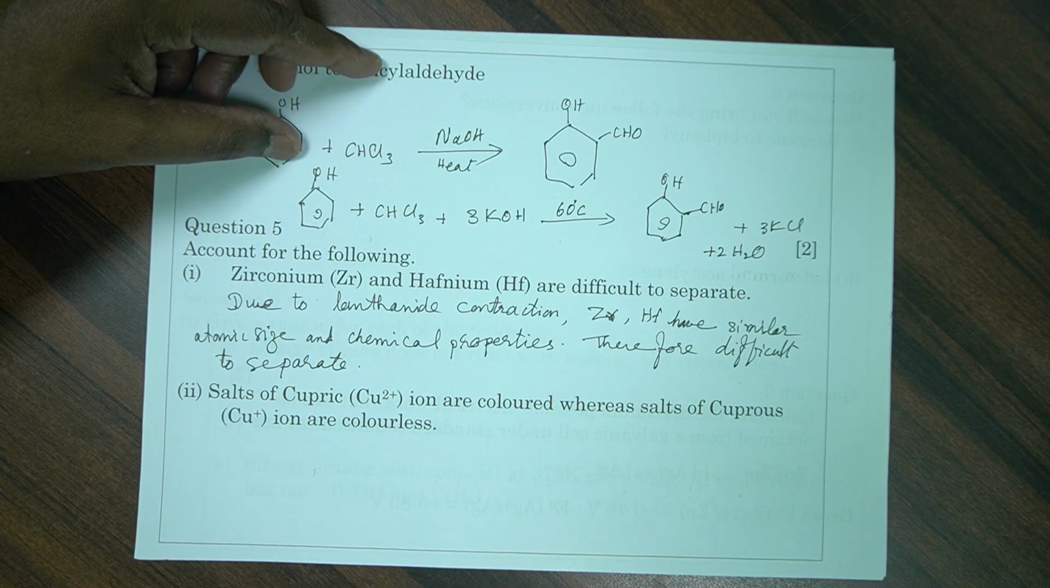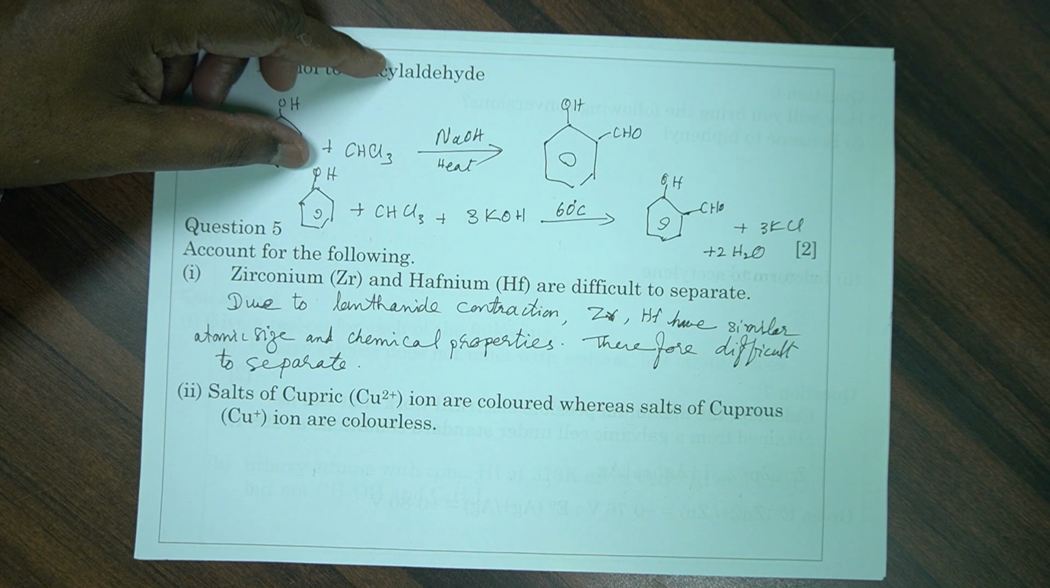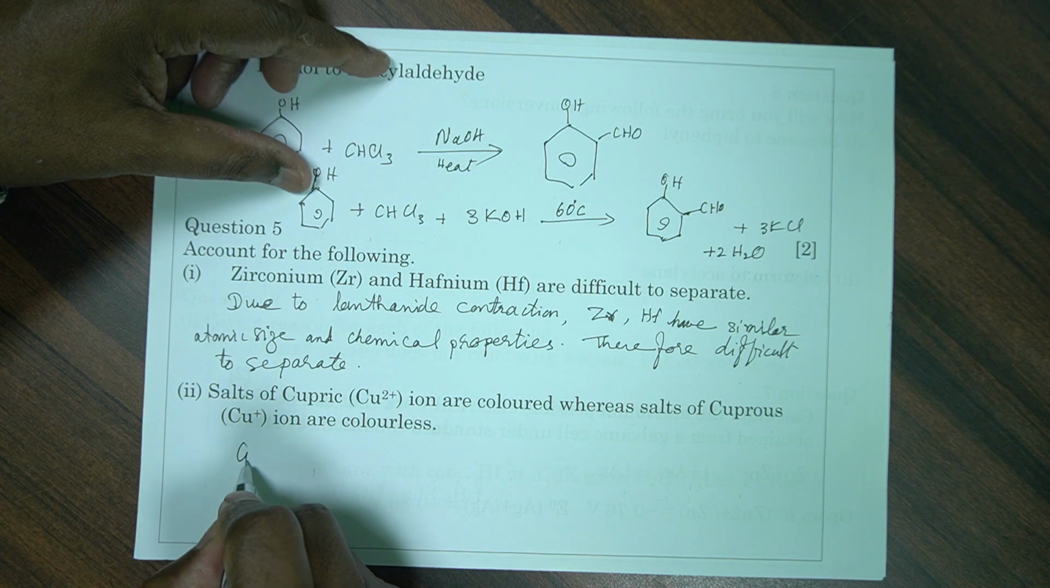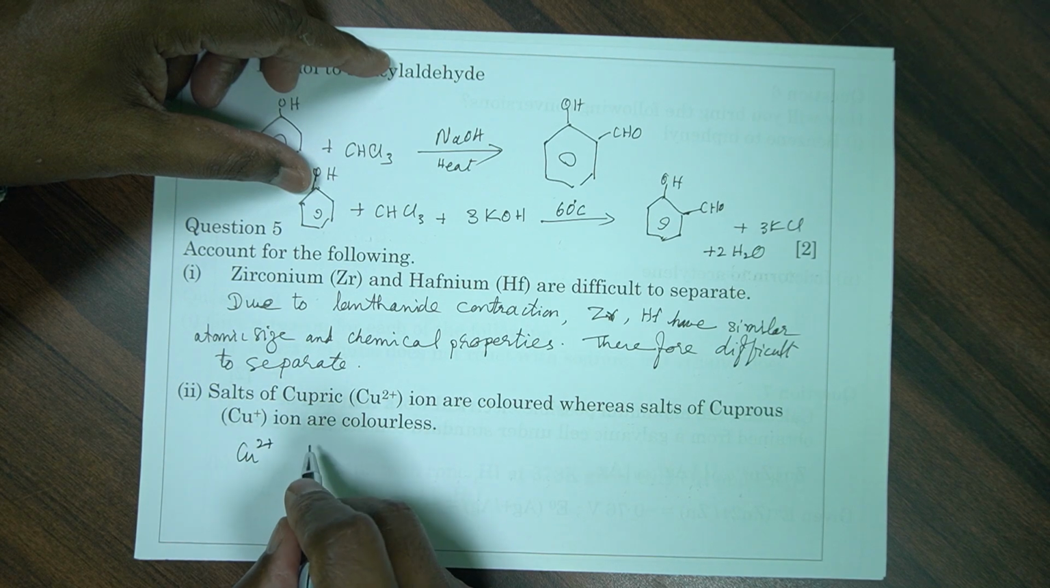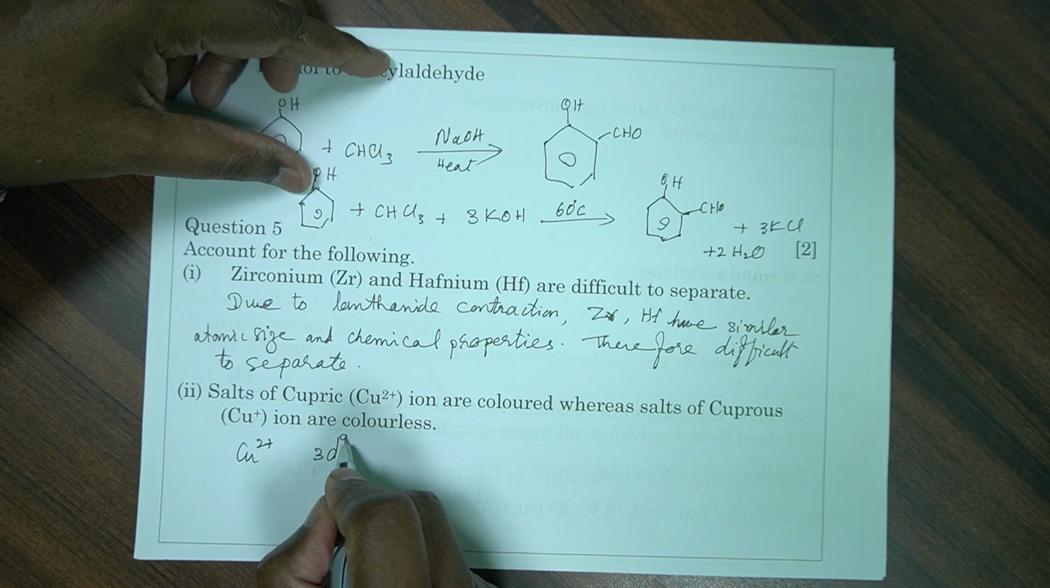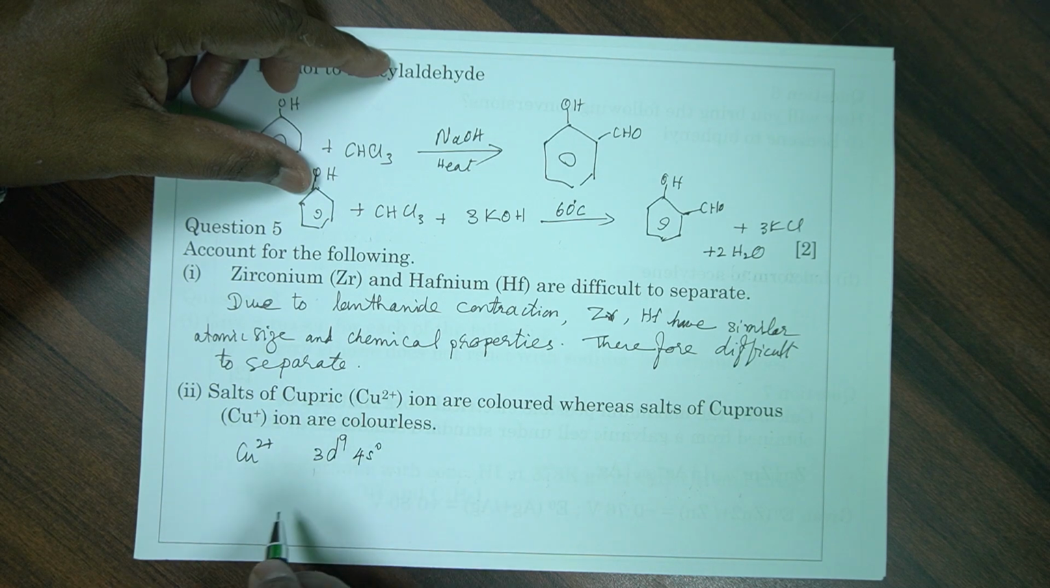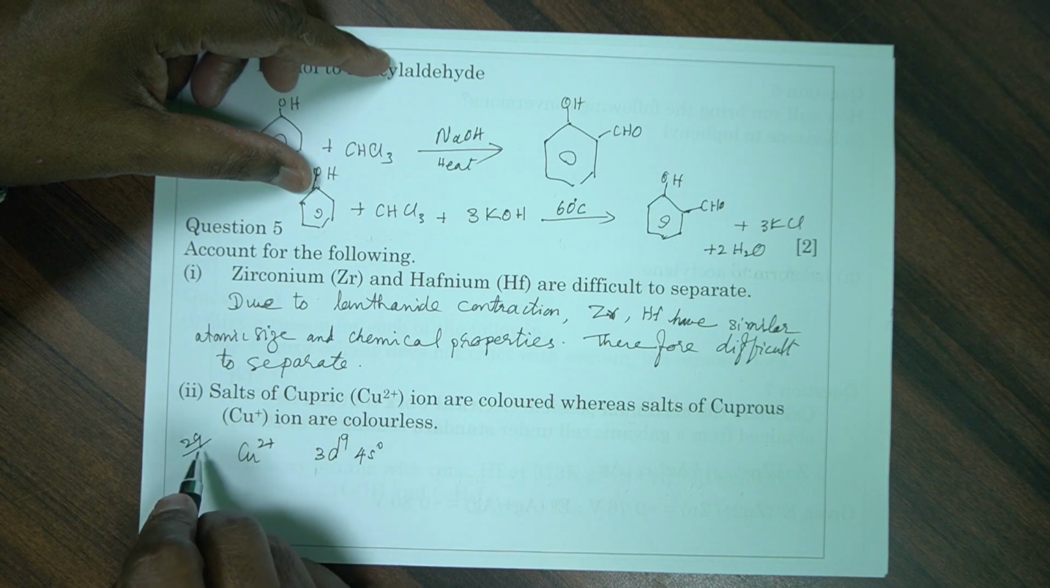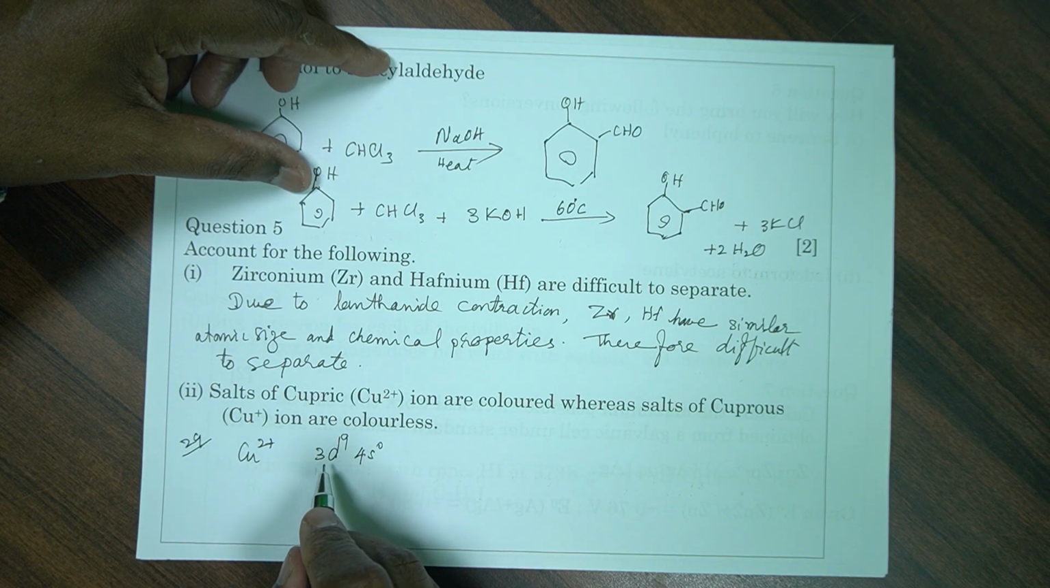Second one is about the cupric salt and cuprous salt. Salts of cupric, Cu2 plus ion, are colored, whereas salts of cuprous, Cu plus, are colorless. So this has to do with the d-d electronic transition. For this we first need to understand the electronic configuration. Now Cu2 plus, the configuration is 3d9 4s0. Copper atomic number is 29, 2 electrons are lost, so 27. So we have 9 electrons in the 3d and no electron in 4s.